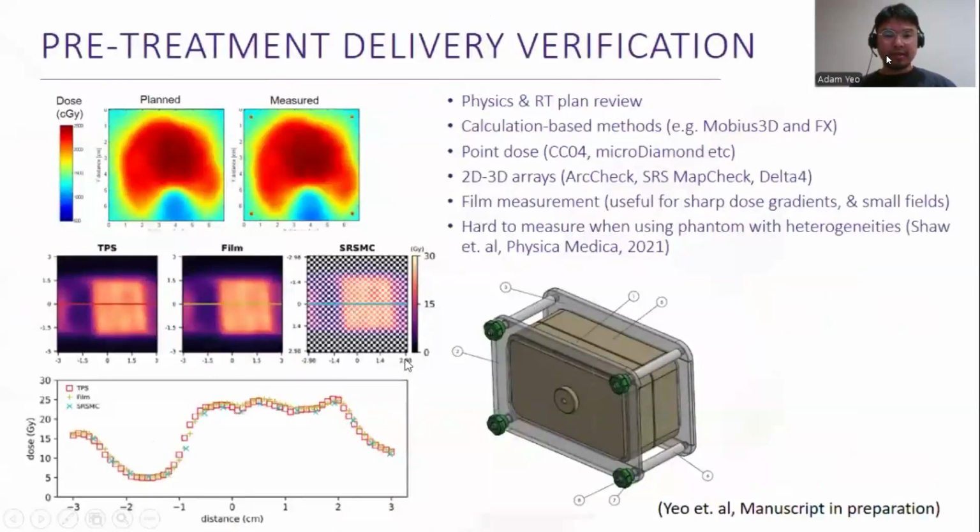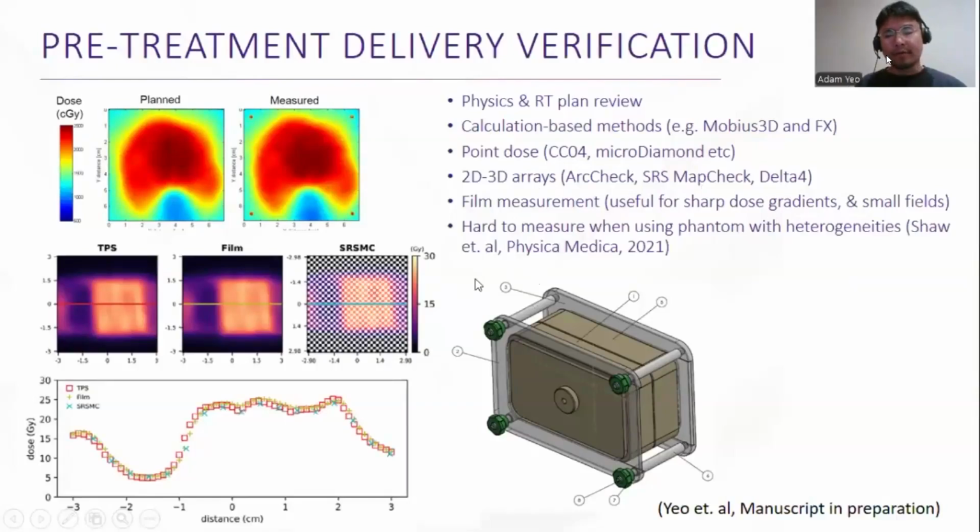So our treatment delivery verification includes physics and RT therapy plan review and calculation-based methods. We use Mobius 3D and FX, including 3D gamma and DVH comparison, and point dose measurement with small field detectors, such as CC04 and microdiamonds. And we also do 2D/3D arrays, such as ArcCheck and SRS MapCHECK, which is quite useful for SRS and spine SABR. Or Delta4 is also another popular solution. We often measure film as our standard, which is very useful to capture the sharp dose gradient.